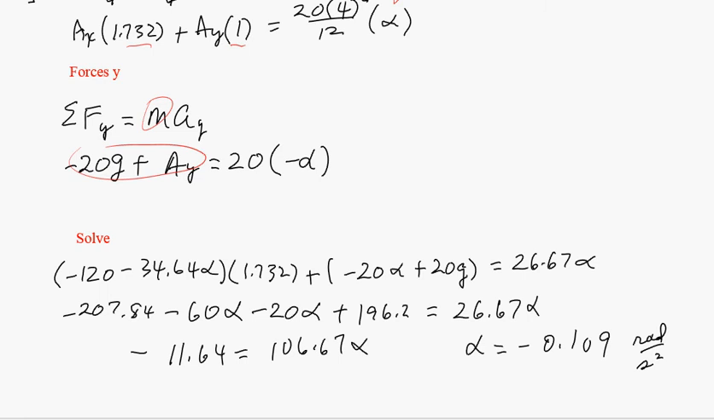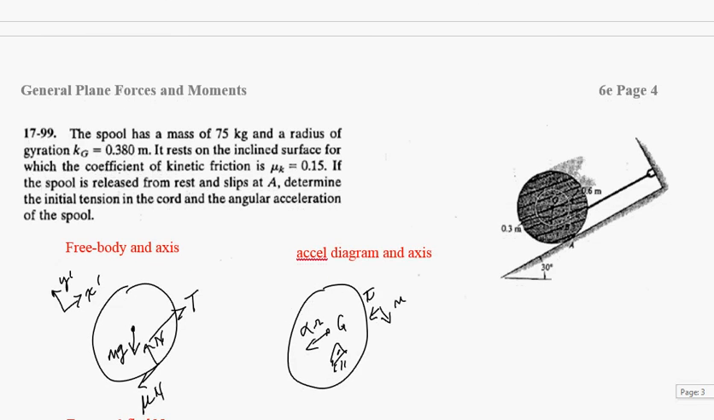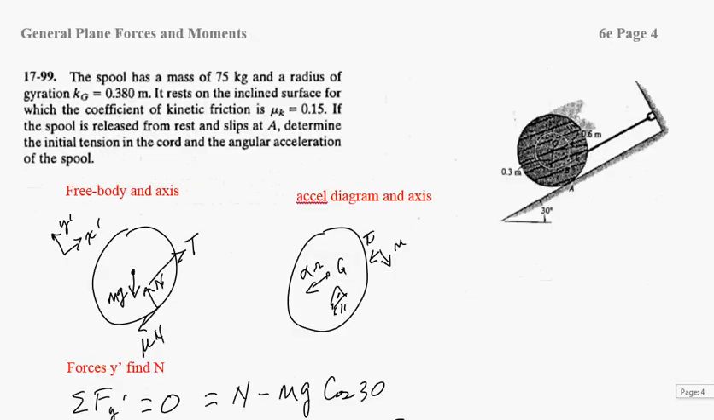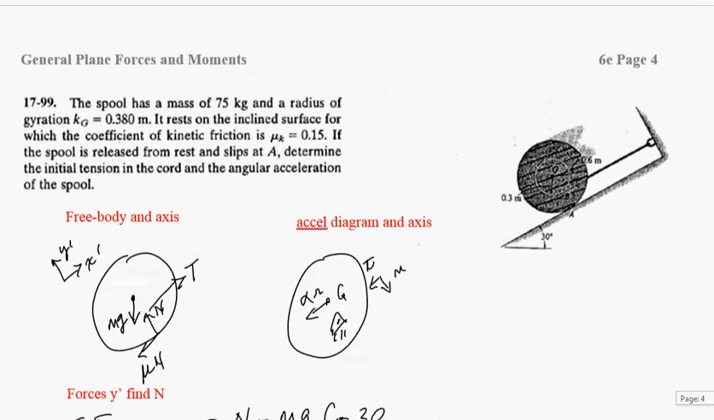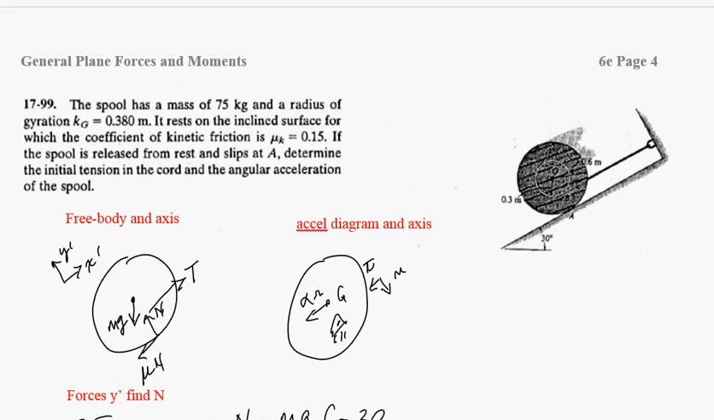Let's go through one more problem. Notice this is a spool rolling. You follow the same steps. You first draw the free body diagram, and find the point on the object that you know the acceleration.